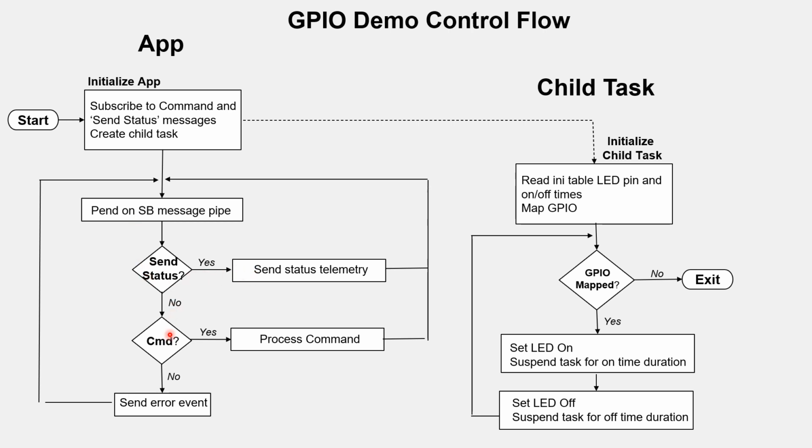If it's not, it'll check whether it's a command. Then if it is, it'll process the command. In these cases, it loops back to the beginning. And if it's neither of those, it'll send an error event and also loop back.